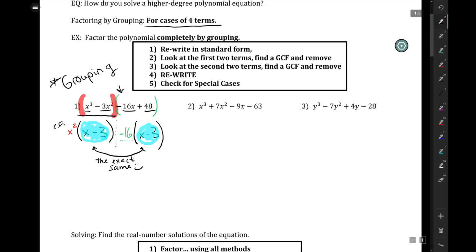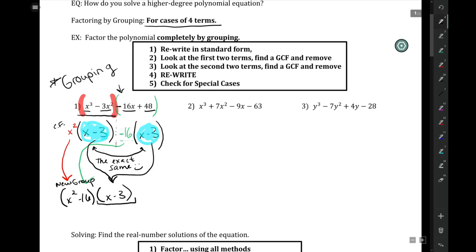Okay, once they're exactly the same, here's what happens, okay? What this means is from red and green team, we have the factors of x squared minus 16. That's going to be one new group. So the new group is the x squared minus 16. And we just have one factor of the x minus 3. There's only one of those, okay? So both of these pieces become your new group, and then the x minus 3 is a group.